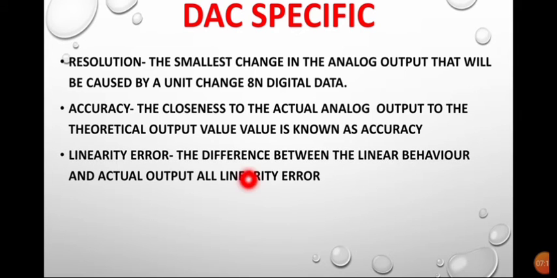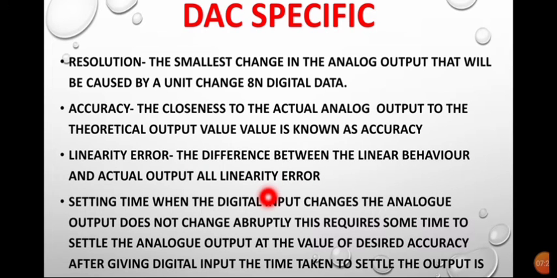Linearity error, the difference between the linear behavior and actual output, is known as linearity error. Settling time: when the digital input changes, the analog output does not change abruptly. This requires some time to settle the analog output at the value of desired accuracy. After giving a digital input, the time taken to settle the output is known as settling time.